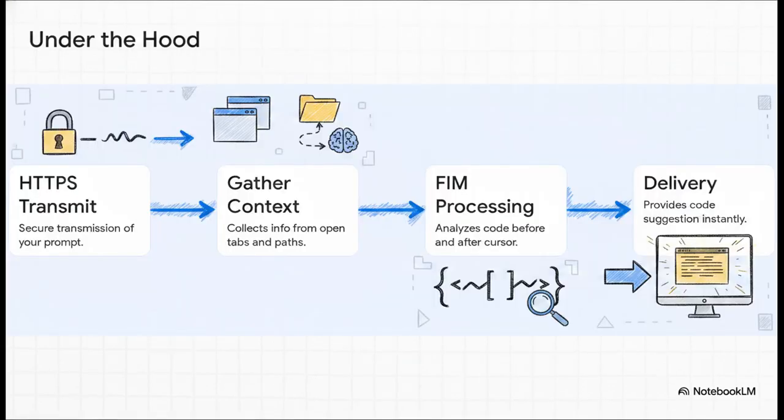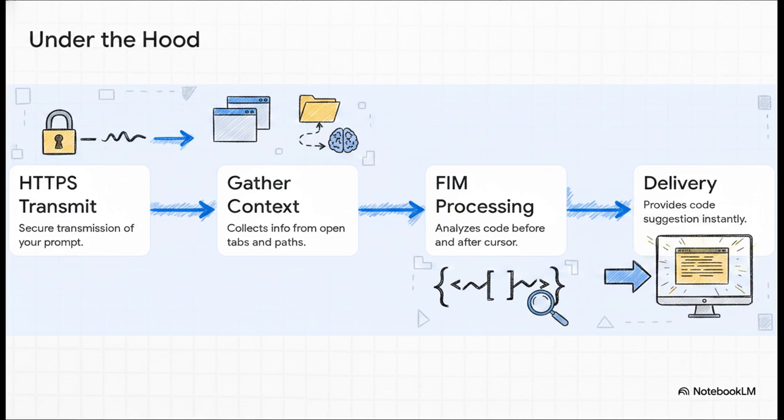Let's walk through how that actually happens in real time, step by step. First, your prompt, like a comment you just typed, is securely transmitted over HTTPS. Second, Copilot gathers context. And this is super cool because it doesn't just look at the line you're on. It peeks at your neighboring open tabs, your file paths, and the frameworks you're using.